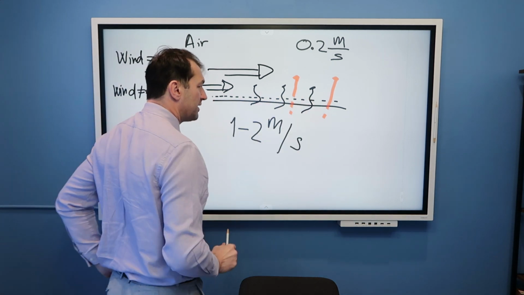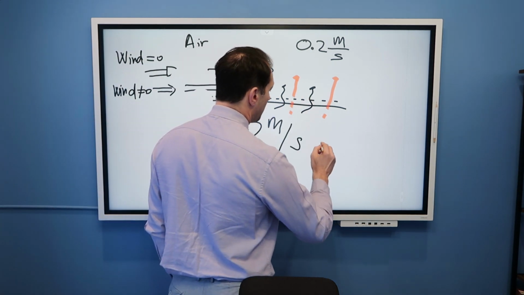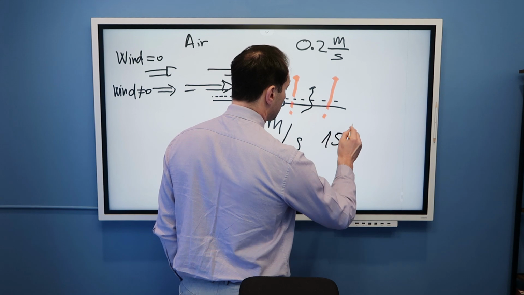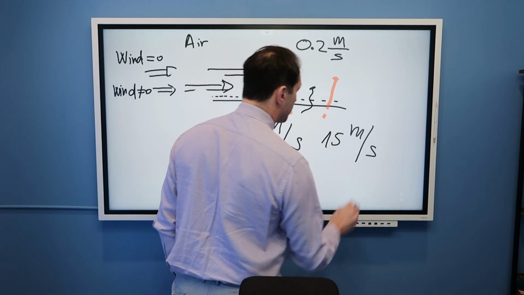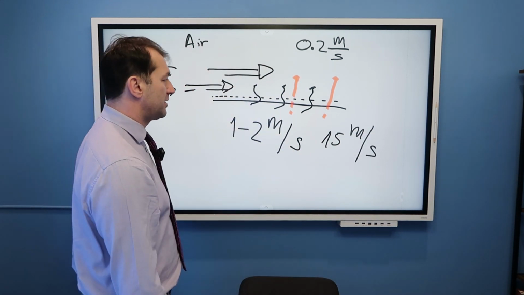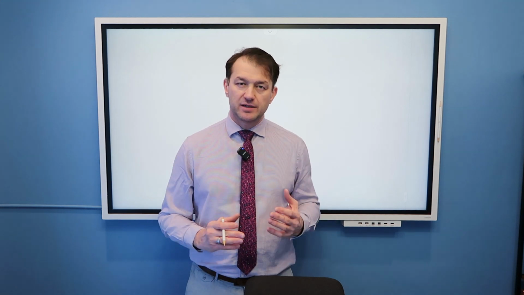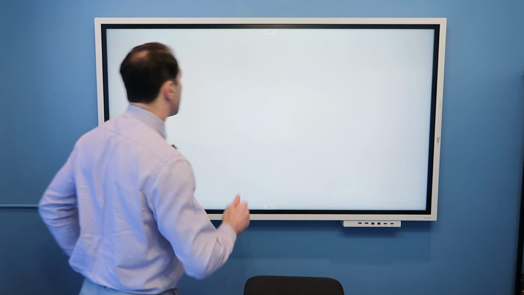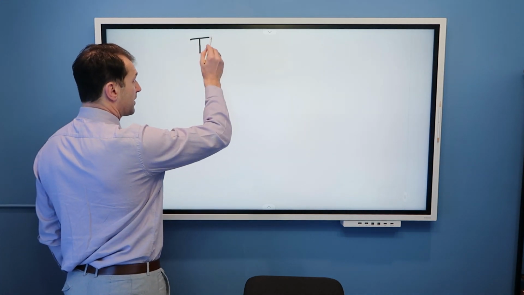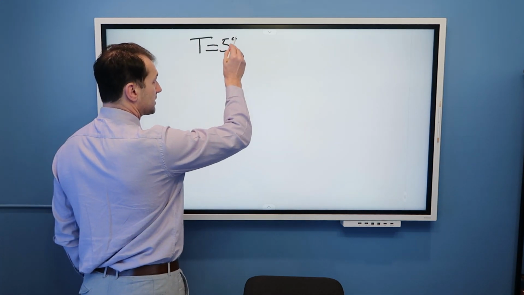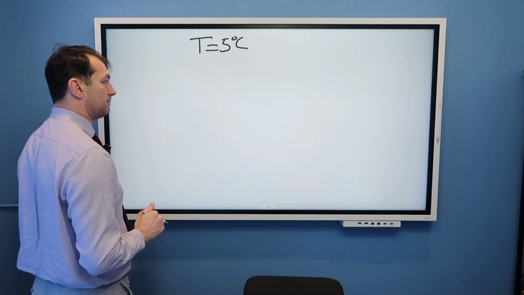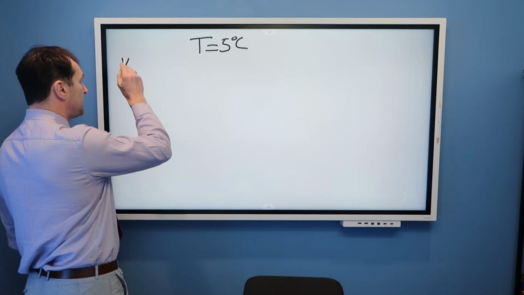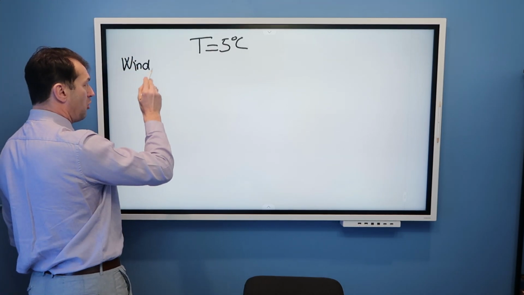This boundary layer is thinnest when the wind speeds are around 15 meters per second. To get a proper physical understanding of the value of wind chill, let's consider an example where the air temperature is 5 degrees Celsius, so above freezing. And let's say there is no wind, wind off.